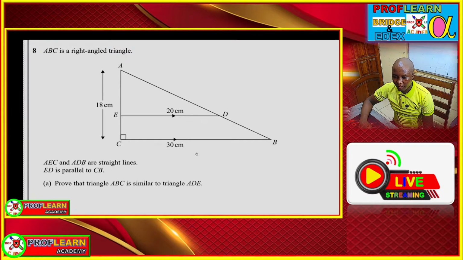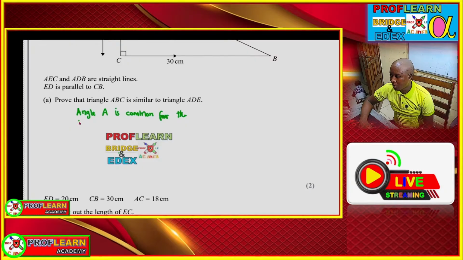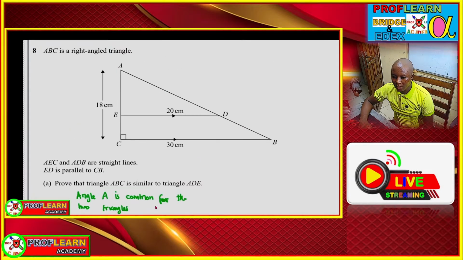Here we are given triangle ABC, which is a right angle triangle, and we are told that AEC and ADB are straight lines, ED and BC are parallel. Then we are supposed to prove that triangle ABC is similar to triangle ADE. Something that we need to remember, you can prove whether triangles are similar by looking at common angles. In this case, we can attest that angle A is a common angle between the two triangles.